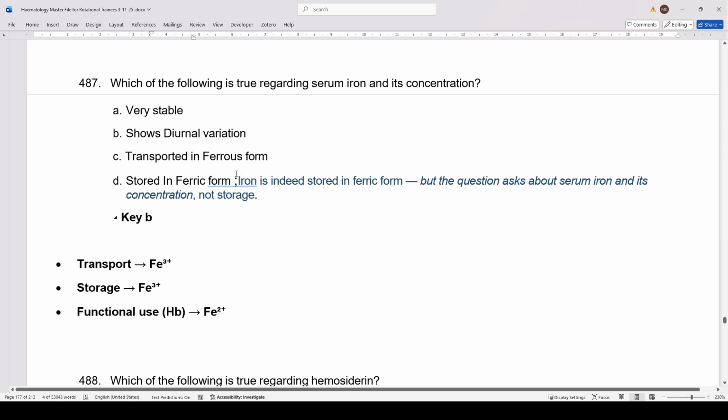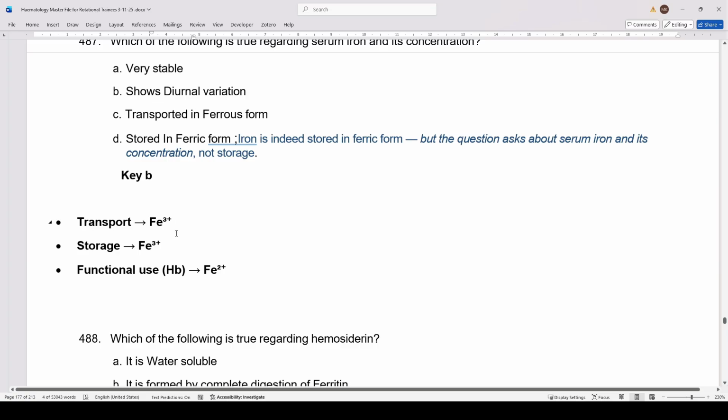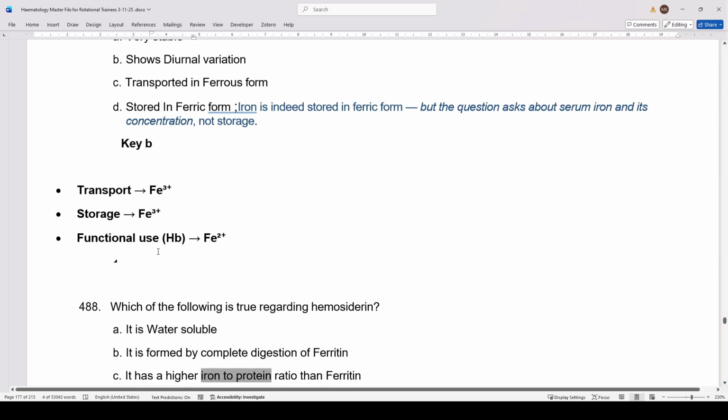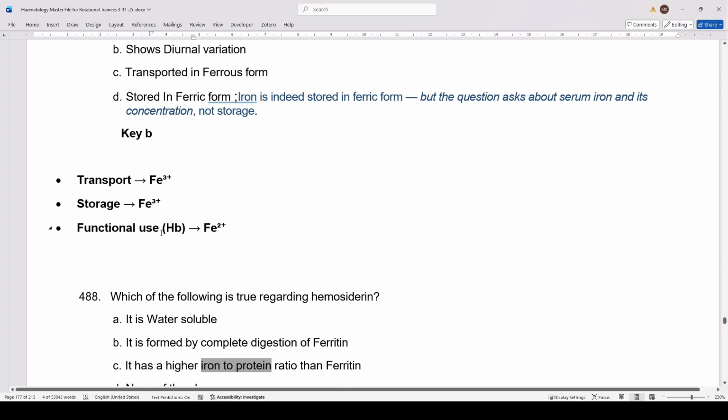Iron is absorbed in the ferric form. Iron is transported in the ferric form. Iron in its storage form is also ferric. The functional, usable form, which is in hemoglobin, is in the ferrous form.